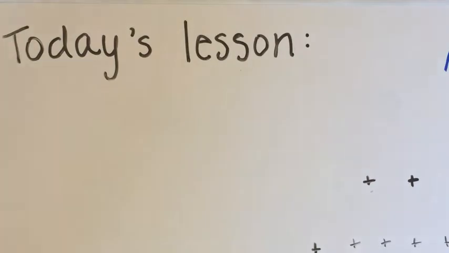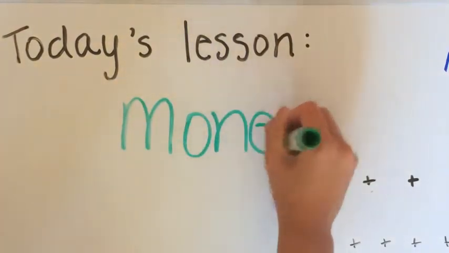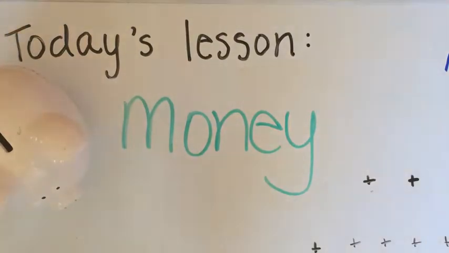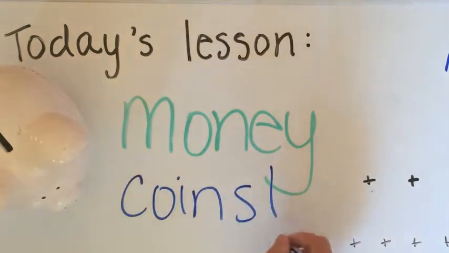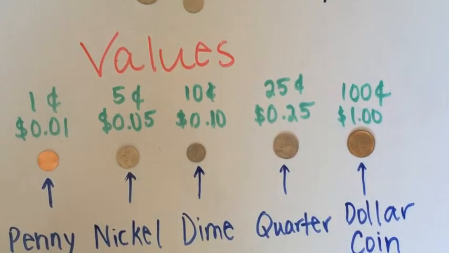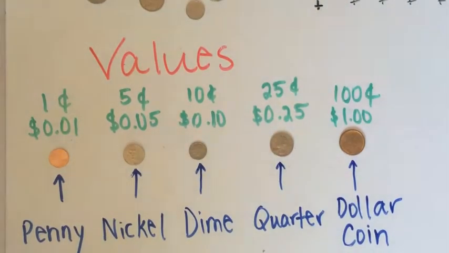Today's lesson will be on money. And here's my little piggy bank, but more specifically, coins. Here are the coins that we'll be going over today. It's organized from left to right with the coin with the smallest to highest value.